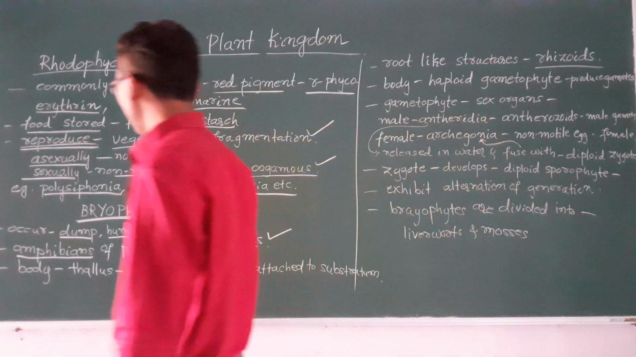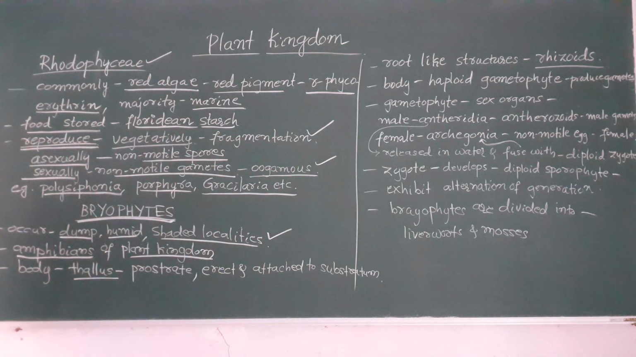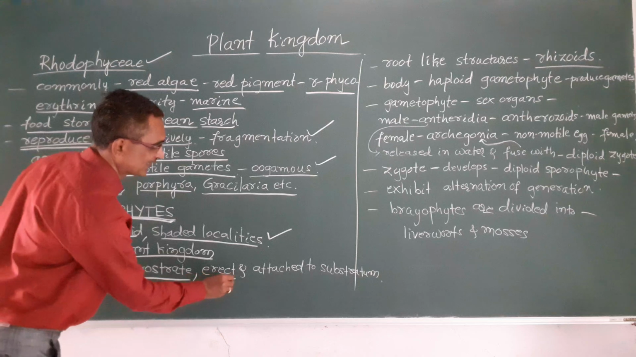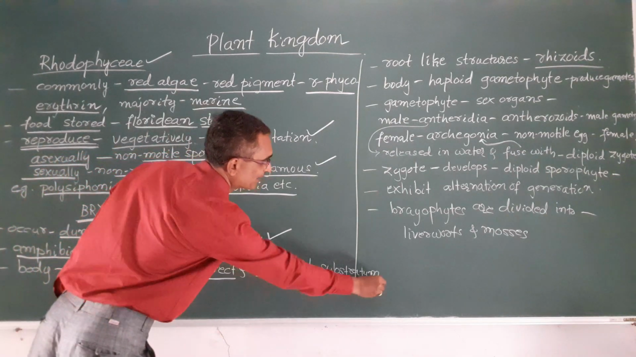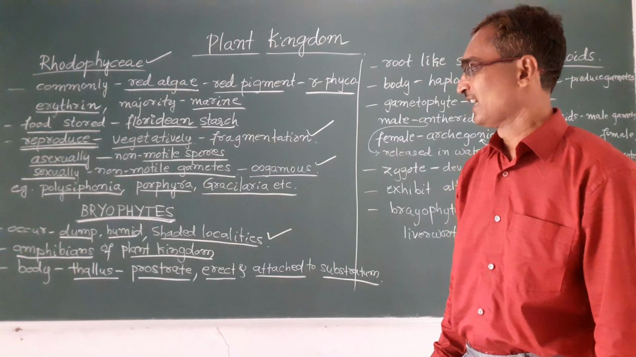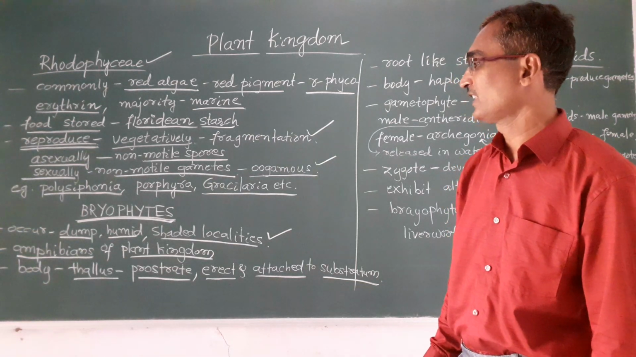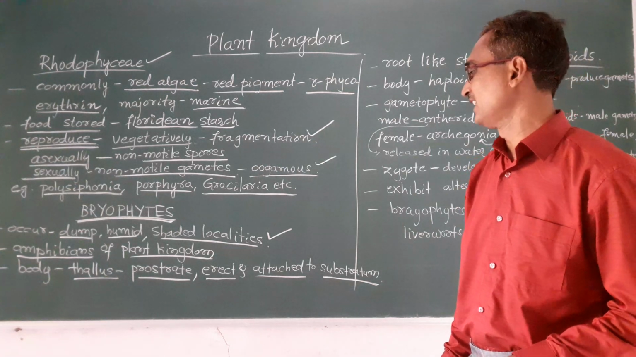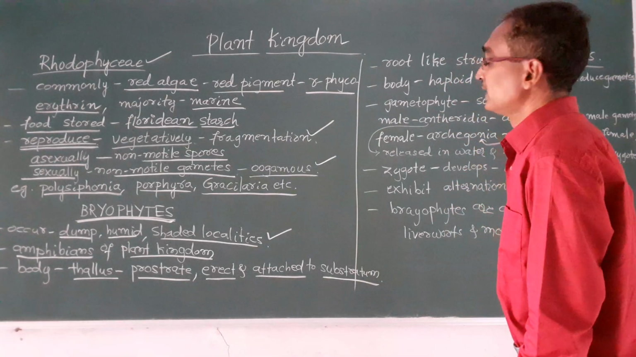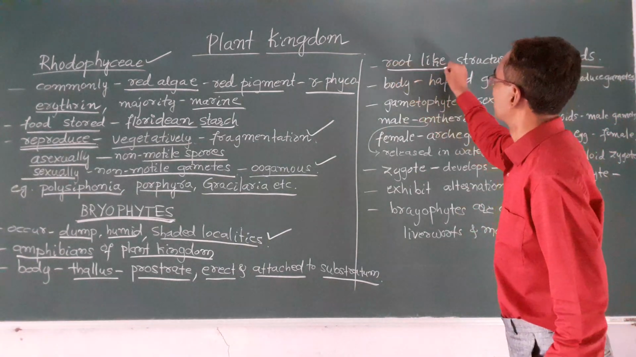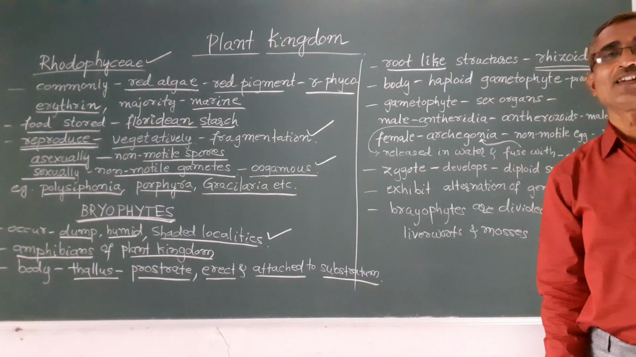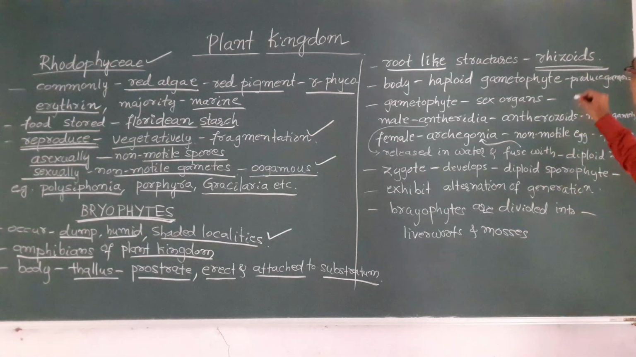Next, the body of bryophytes is called a thallus, and it is divided into different structures like prostrate and erect parts, and it is attached to the substratum, that is, the base. Bryophytes have root-like structures, and those root-like structures are called rhizoids.